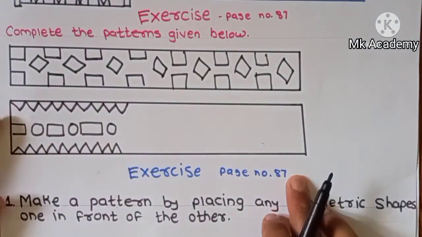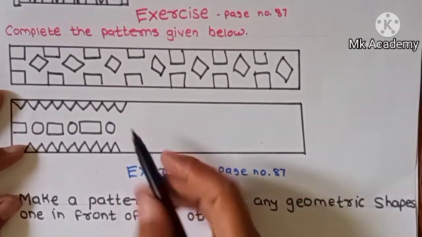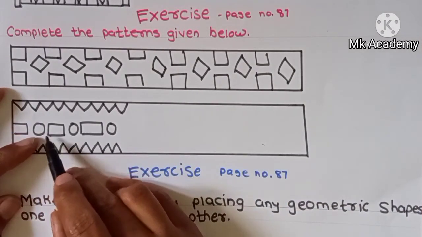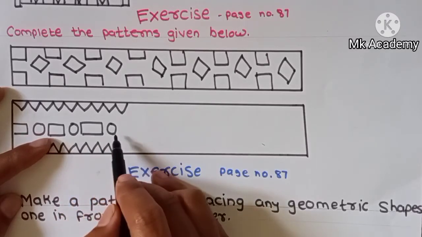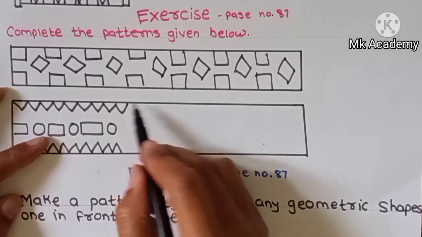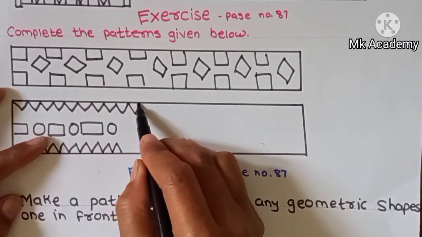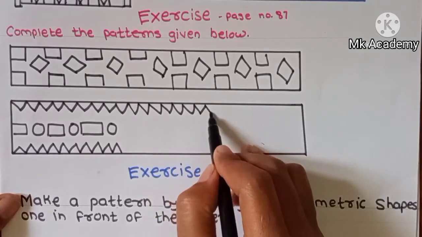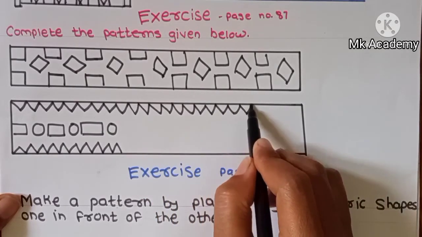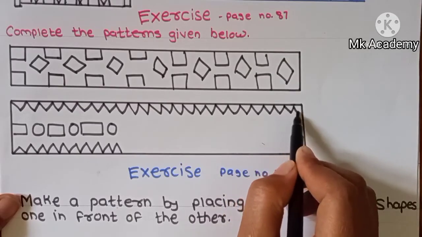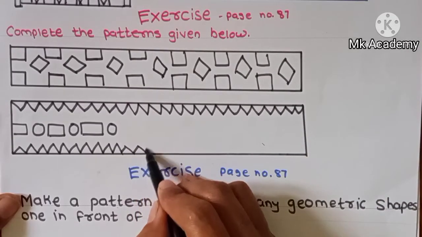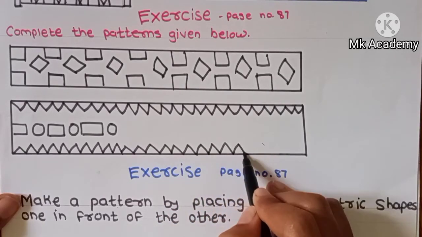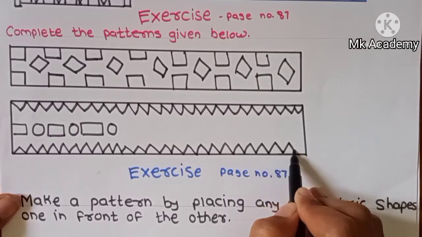Understood the pattern? Now see the second example. Here above and below there is a triangle, and in the middle rectangle, circle, rectangle, circle, rectangle, circle. Now we complete this pattern. We first draw triangles, and below also we draw triangles. We have to complete this pattern, therefore we draw triangles to complete it.